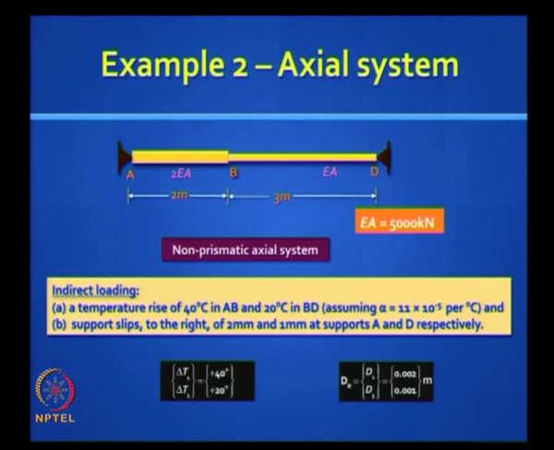Dr is, we will choose the same coordinate system, agreed. D2 is 2 mm, which can be written as 0.002 meters, and D1 is 0.001 meters. Both are positive because they are pointing from left to right. Is it clear? This is the given data.